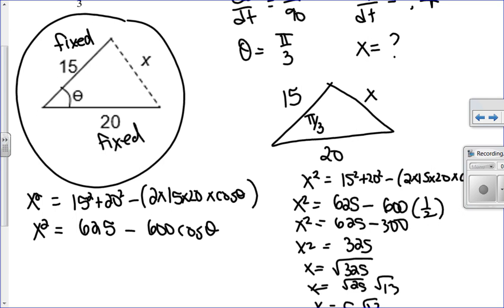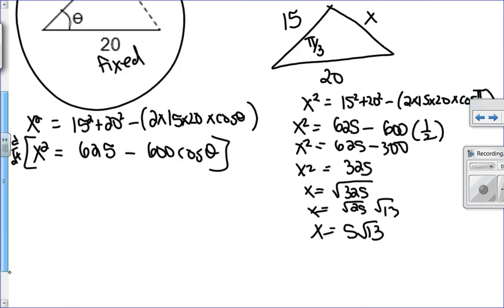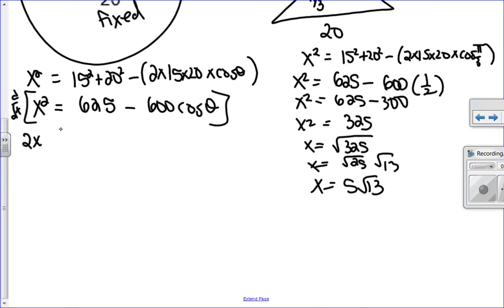Okay, so now that we have our equation, we're going to take the derivative with respect to time of both sides. So in doing that, I'm going to have 2x dx by dt equals, the derivative of 625 is 0, take away 600 times the derivative of cosine. Remember, it's a co-function, so it's a negative derivative, times the derivative of the angle with respect to time.